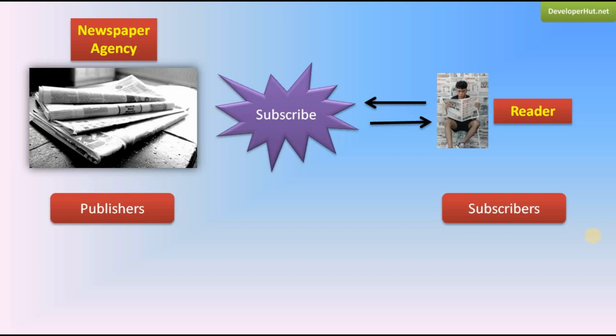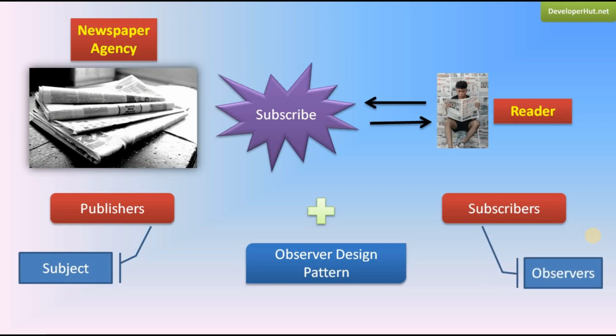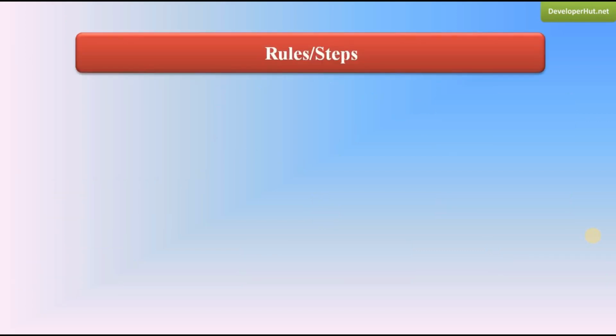And whenever a publisher and subscriber come together, they form the observer design pattern. So in Java terms, the publisher is also referred to as the subject, and the reader or subscriber is referred to as an observer. Here the agency acts as a publisher as it is publishing the newspaper, and the readers or subscribers act as observers as they are observing a particular event. Now we will see the rules or steps to create the observer design pattern.